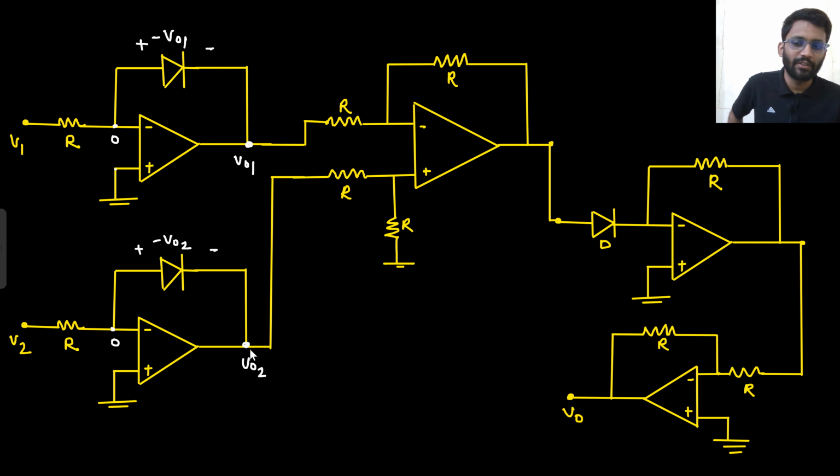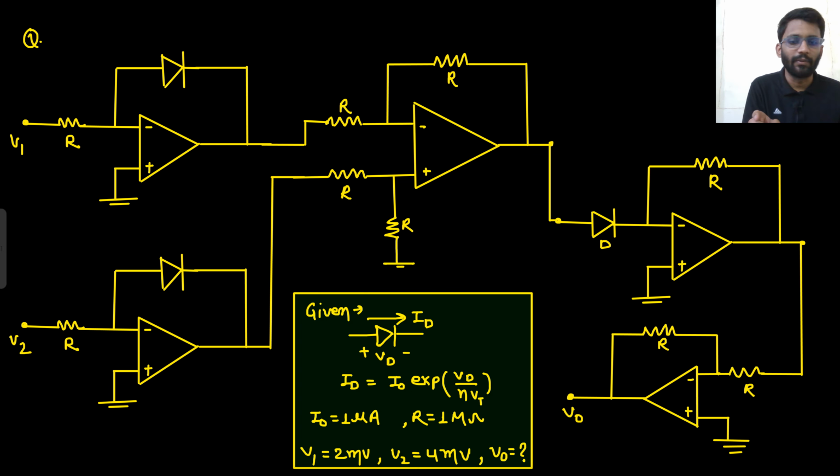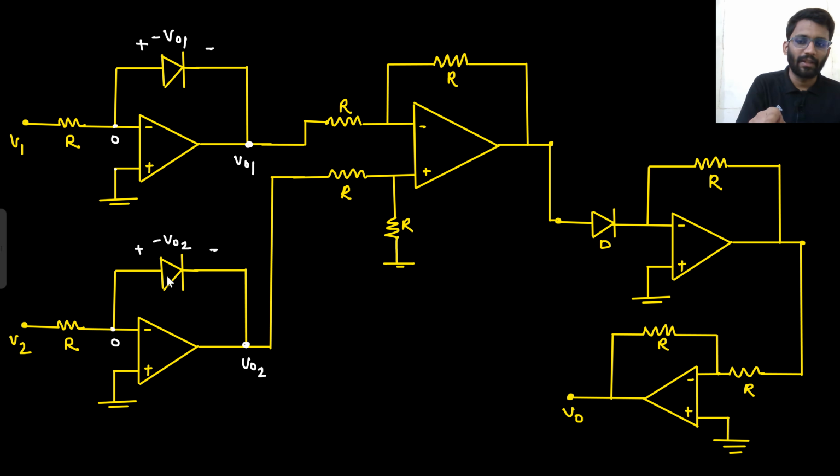If this node is V01, this node is V02. So what is the forward voltage drop across the diode? Forward voltage drop, that is minus V02. VD value is minus V02, and VD value here is minus V01. So what will be the current here? The current here would be V1 by R. And what would be the current here? That would be V2 by R. Right? And the same current will be flowing here as well.